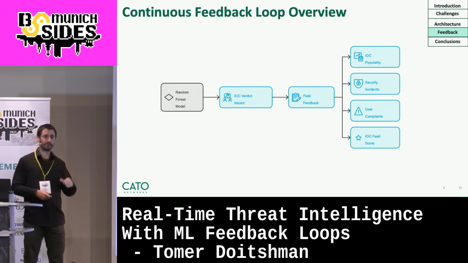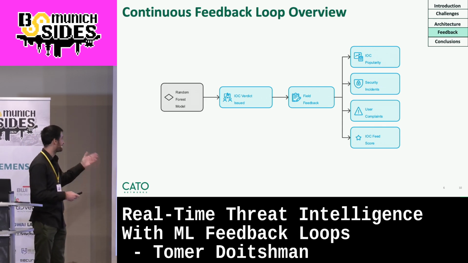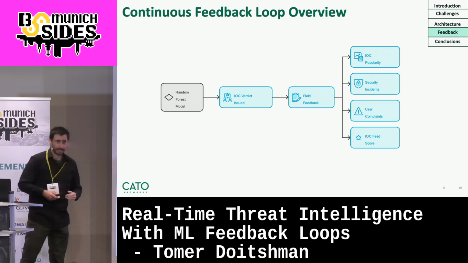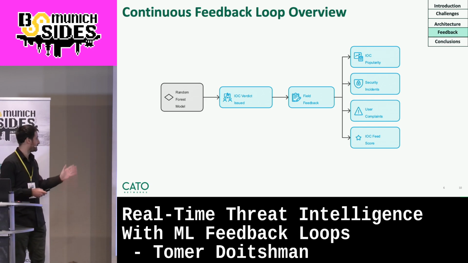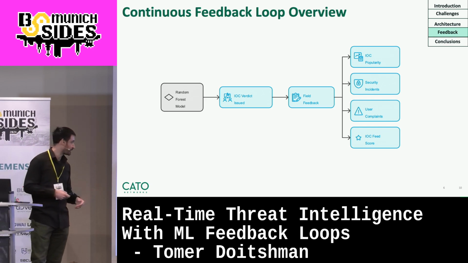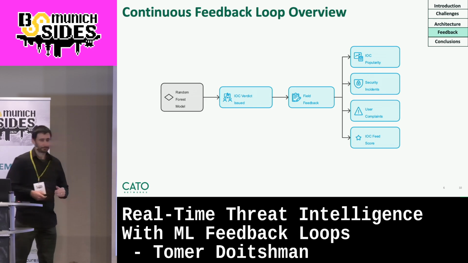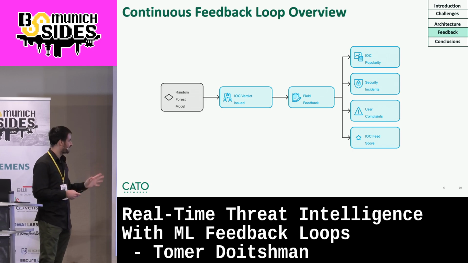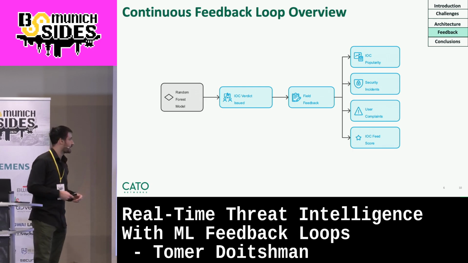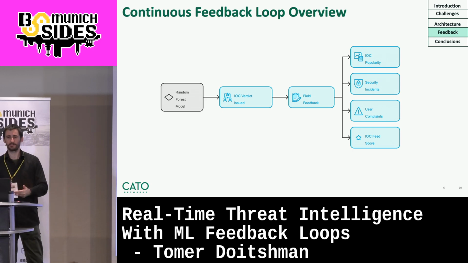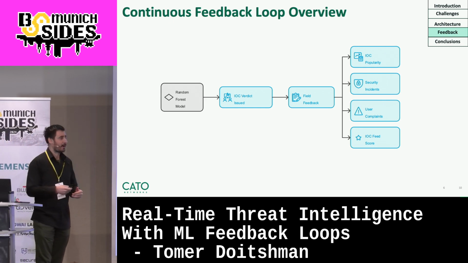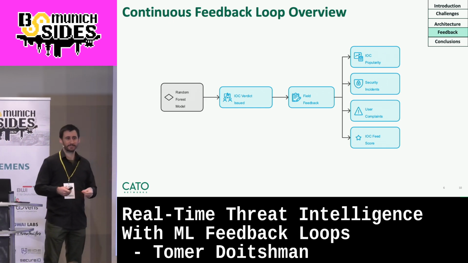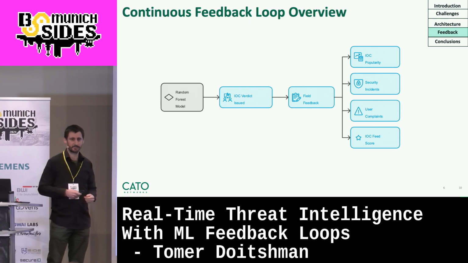Now we are talking about the reverse process, the feedback. As we see, our random forest model made a verdict about an IOC, and now we are going to the field feedback. I'm going to talk about three kinds of feedback. The first one is popularity. We already mentioned it. Popularity: how many blocks. If I find this IOC is malicious, I can count how many blocks we find.